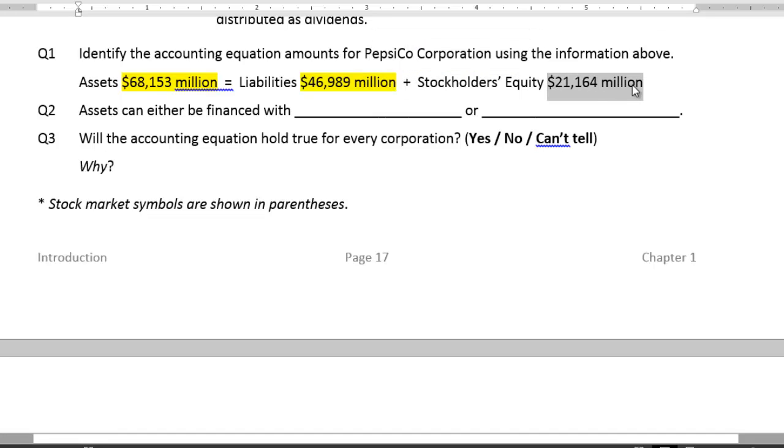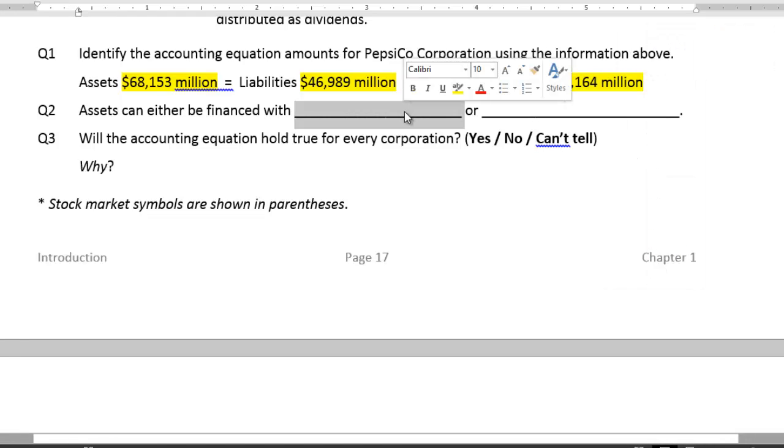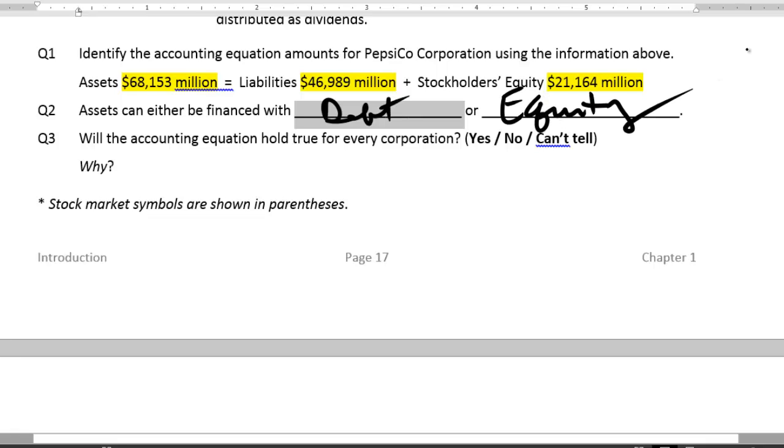Assets can be financed with either debt or equity. Actually, I'm just going to write on here. Debt or equity. And will the accounting equation hold true for every corporation? How many say yes? How many say no? The yeses have it. That was my partner's trick, Karen's trick.